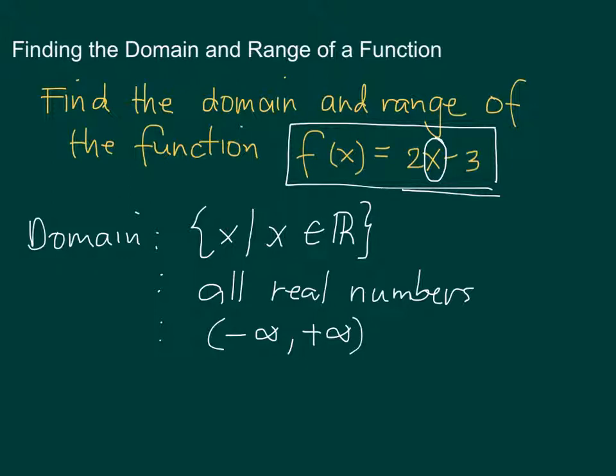Okay? I just answered the question, can I put any x or any number to this x in such a way that the function will have a value? And my answer is yes, I can put any number there. 2 times something minus 3 will become a number. So that means all real numbers can be used.